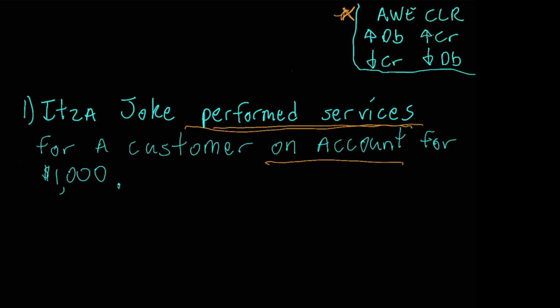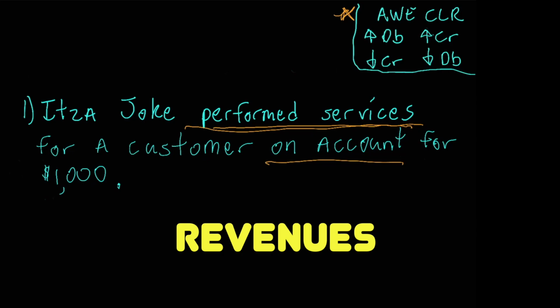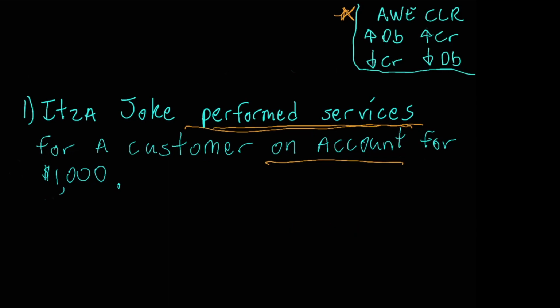So what account is affected anytime you provide a service or you sell a product? By definition, revenues are earned. So we know that anytime we perform a service, which we've done right now, we've earned some revenues. And revenues happen to be a part of the clear gain.